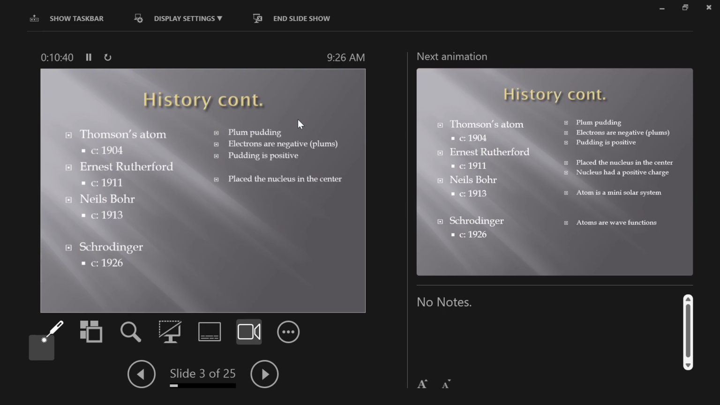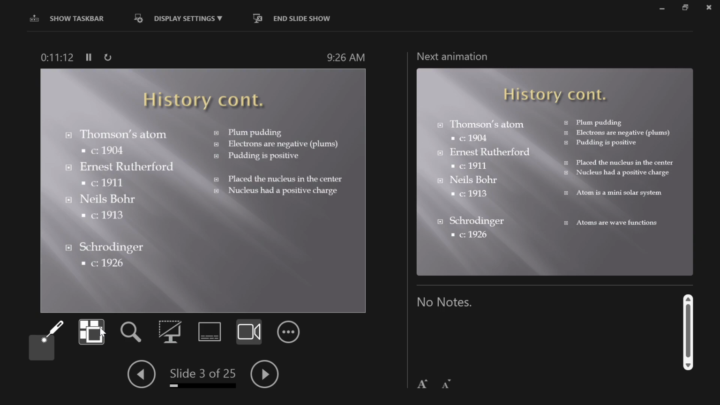Fast forward only a few years to somebody named Ernest Rutherford. Rutherford gives us the model of the atom that puts the nucleus in the center. The nucleus has a positive charge, and electrons orbit the nucleus, and they're negatively charged. So he keeps basically what Thomson said. We've got positive and negative electric charges in atoms, but he just rearranges them.